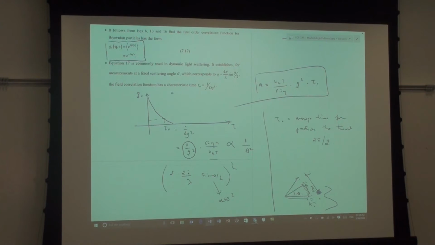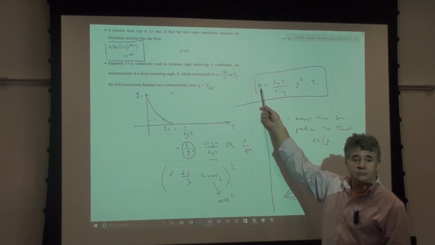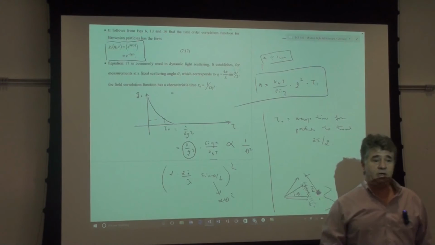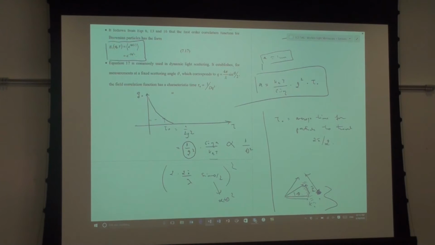So the next question is, can I call this resolution? So no problem having 1 nanometer. I mean, I wouldn't say no problem. It's challenging to measure, but it's doable. In other words, why can't I use this as a resolution? Why can't I break the diffraction limit using dynamic light scattering? Or can I? What's the difference?